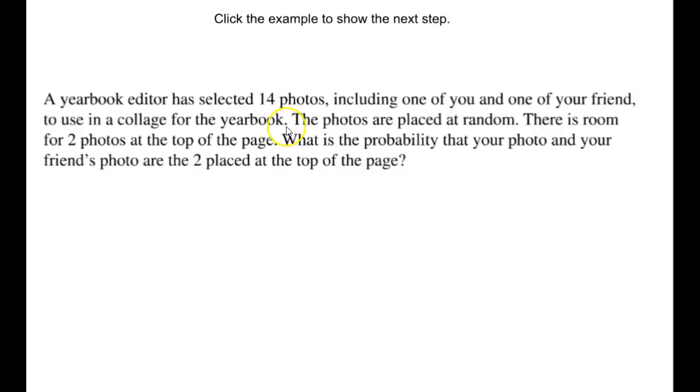So here's our next example. A yearbook editor has selected 14 photos, including one of you and one of your friend, to use in a collage for the yearbook. The photos are placed at random. There is room for 2 photos at the top of the page. What is the probability that your photo and your friend's photo are the 2 placed at the top of the page?